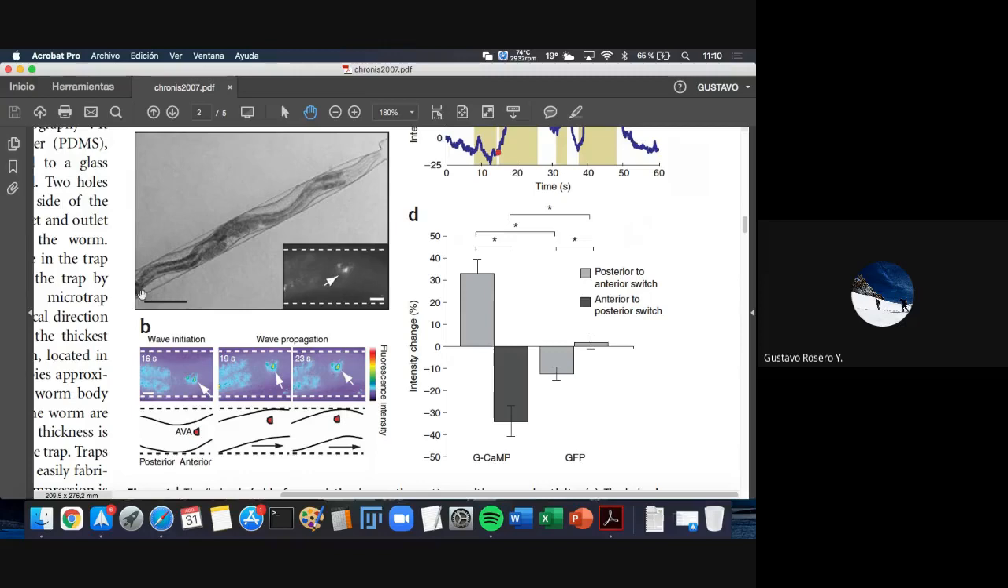But the idea is to characterize what is the intensity of the movements with the tail or with the head, and this is the graphic that they get according to the intensity. They don't find a significant difference between the tail and the head. And they also use GFP to see if it's the chain, and they also don't find too much difference.